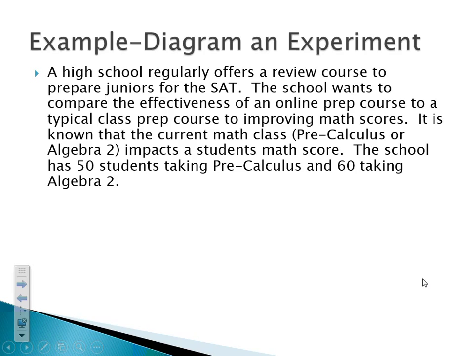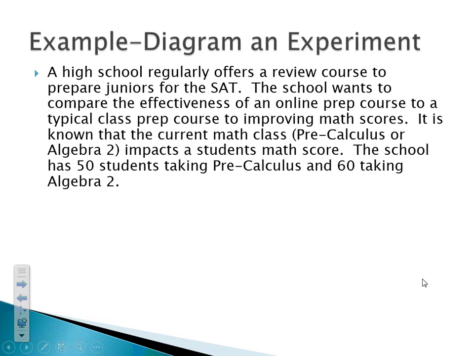All right, a high school regularly offers a review course to prepare juniors for the SAT. The school wants to compare the effectiveness of an online prep course to a typical class prep course to improving math scores. It is known that the current math class, we either have students in pre-calculus or algebra 2, impacts a student's math score simply because of what they've covered in that class. Typically students who are a little bit more advanced are probably going to score better on an SAT, especially in the math section. And so, the class that they're in is a major confounding or lurking variable, right? So we know that the school has 50 students taking pre-calc and 60 taking algebra 2.